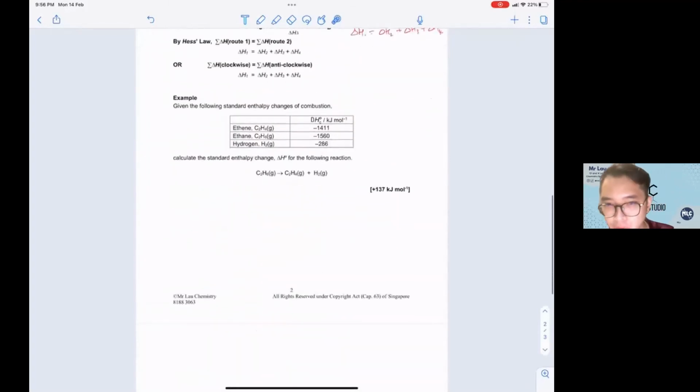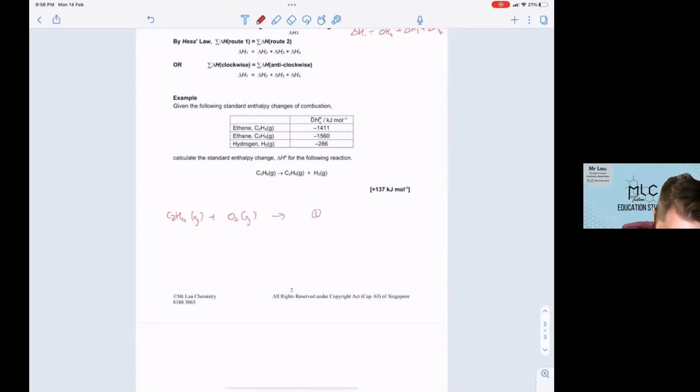So I'll just do a quick example for you. First of all, given all this information, first write out the equation for all of these combustions. Okay, let's look at the combustion of ethene. It will give you CO2 gas and H2O liquid: 2 CO2 and 2 water. There will be 2, 4, 3: 3 O2 gas. Next, combustion of ethane, C2H6 gas.